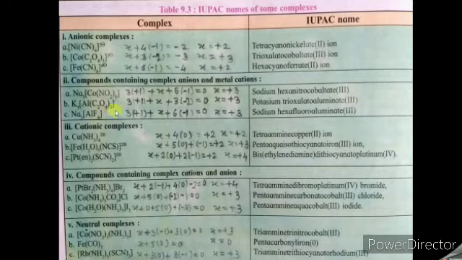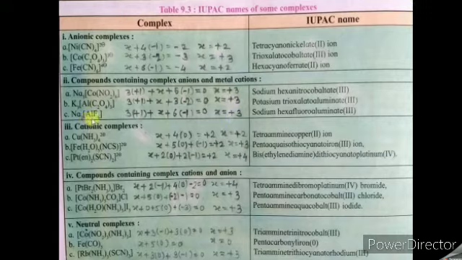Then K3[Al(C2O4)3]. K carries 1 plus charge, C2O4 carries 2 minus charge. So 3 into 1 plus the oxidation state of aluminum X plus 3 into 2 minus, and the overall compound is neutral, equal to 0. So X is equal to plus 3, which is written in brackets for aluminum. Potassium is outside, don't write tripotassium, only write potassium. There are 3 oxalates, so trioxalatoaluminate, and the oxidation state is 3.